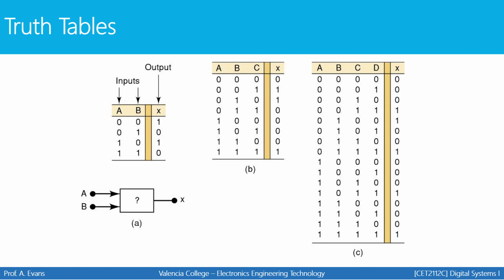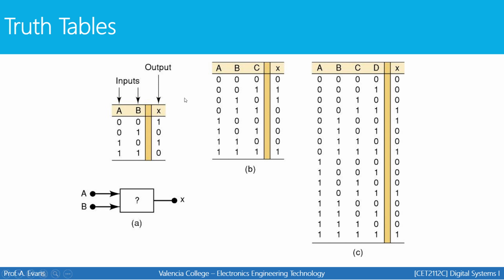So here are some example truth tables shown on the screen. Notice that if I have two inputs, I have 1, 2, 3, 4 rows. If I have 3 inputs, I have 8 rows. If I have 4 inputs, inputs A, B, C, and D, I have 16 rows. There is a relationship between the number of inputs and the number of rows. That relationship is 2 to the power of n, where n is the number of inputs.